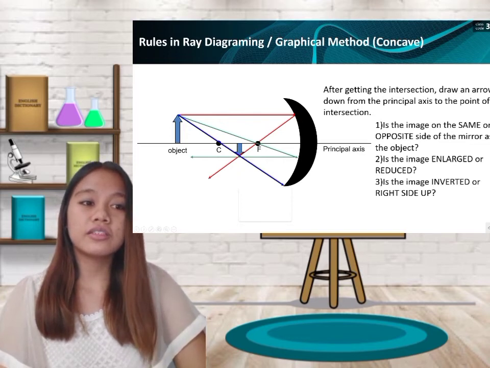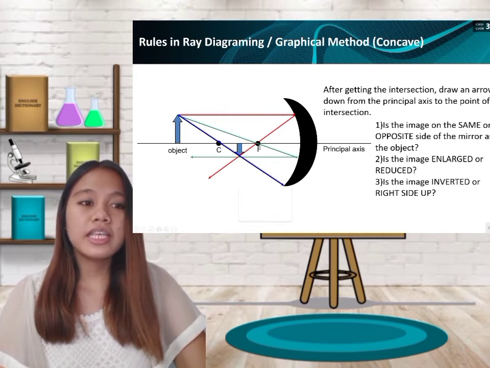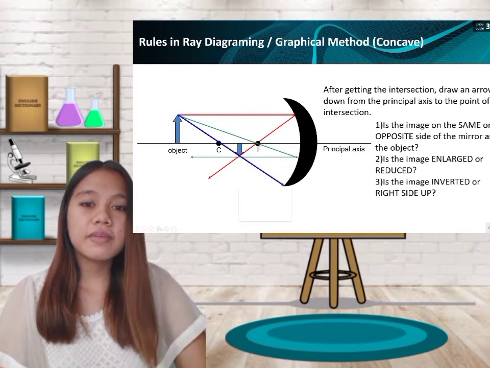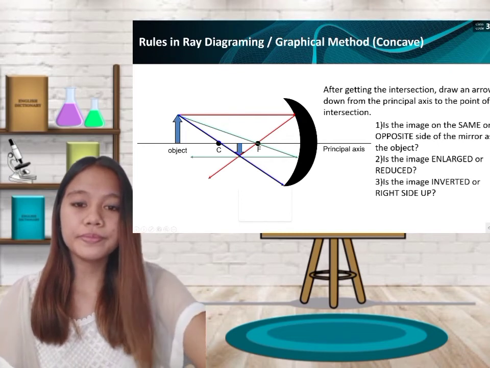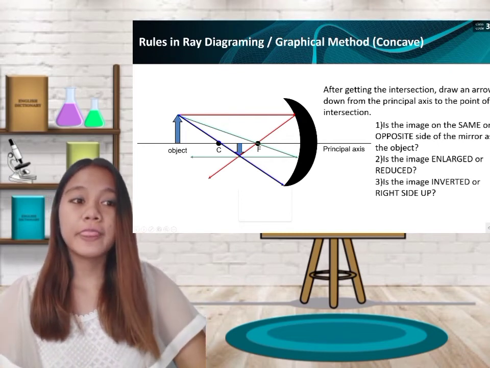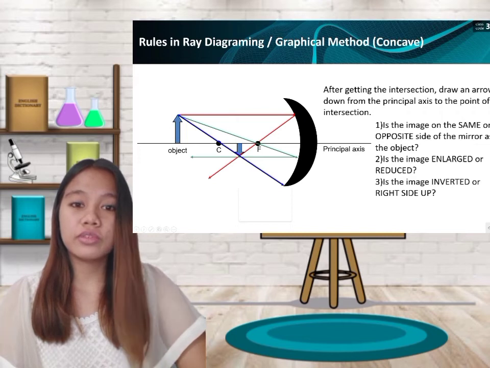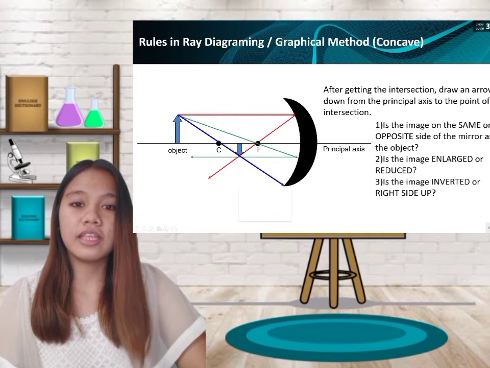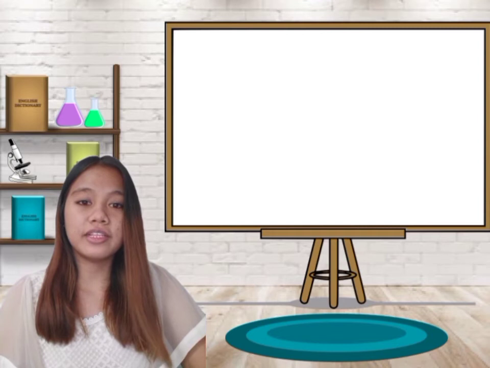Is the image on the same or opposite side of the mirror as the object? Is the image enlarged or reduced? Is the image inverted or right side up? So for number 1, the image is on the same side of the mirror. The next one, the image is reduced. And the third one, the image is inverted. Therefore, it is a real image.